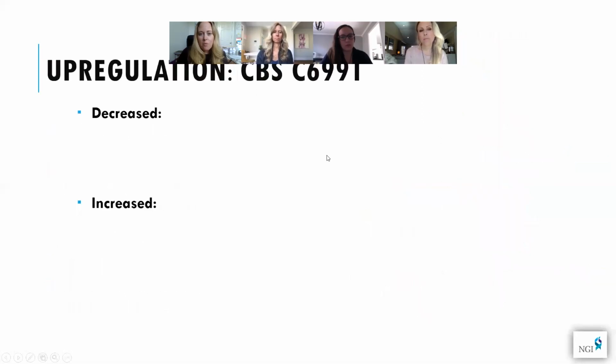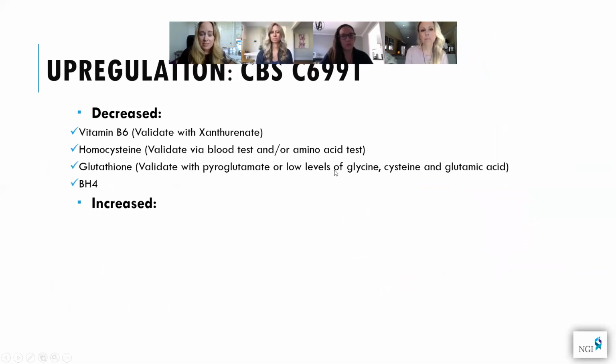All right, so what do we actually find with upregulation of CBS? We're going to find that we have decreased vitamin B6, and so for our clinicians or for our biohackers, you're going to validate this with a marker called xanthurenate. This is something you would find on an organic acids test. Typically, you're going to find homocysteine that's going to be low. This could be a blood test or an amino acids test, and of course, glutathione you would expect to be low. Another organic acid that you could look for would be called pyroglutamate.